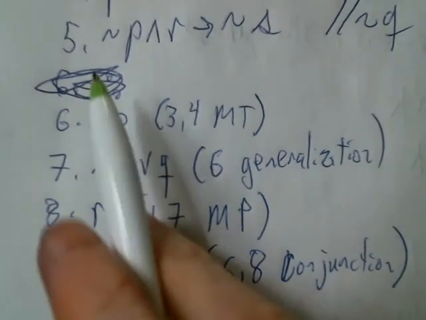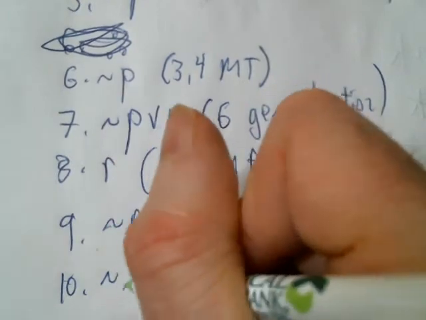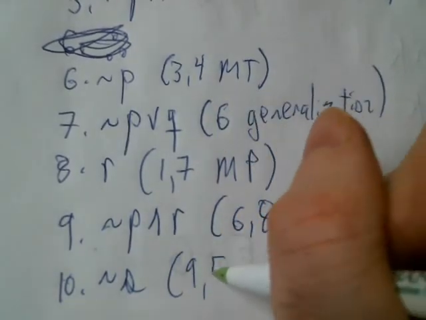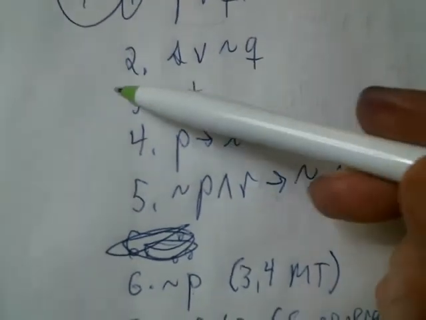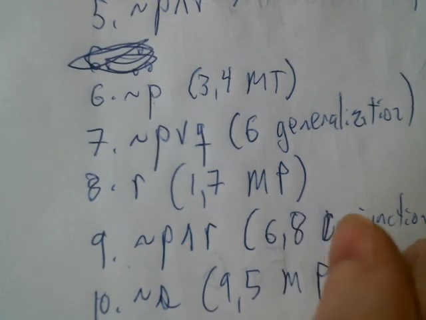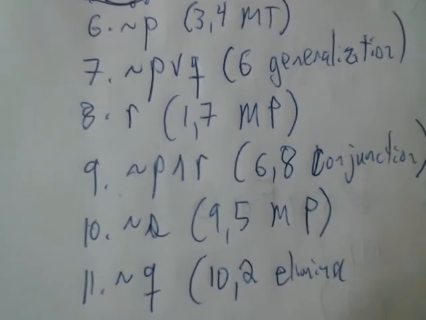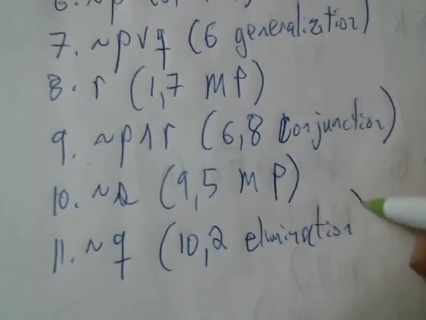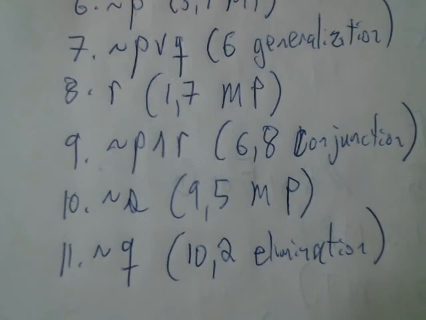Okay? And then I could use 9 and 5 with the modus ponens to get not S. And then I could do an elimination on 2, because I have not S. That must imply that not Q is true. So that was 10 and 2 with elimination. And that's what we wanted, right? That's what we wanted to prove. So we got it there.